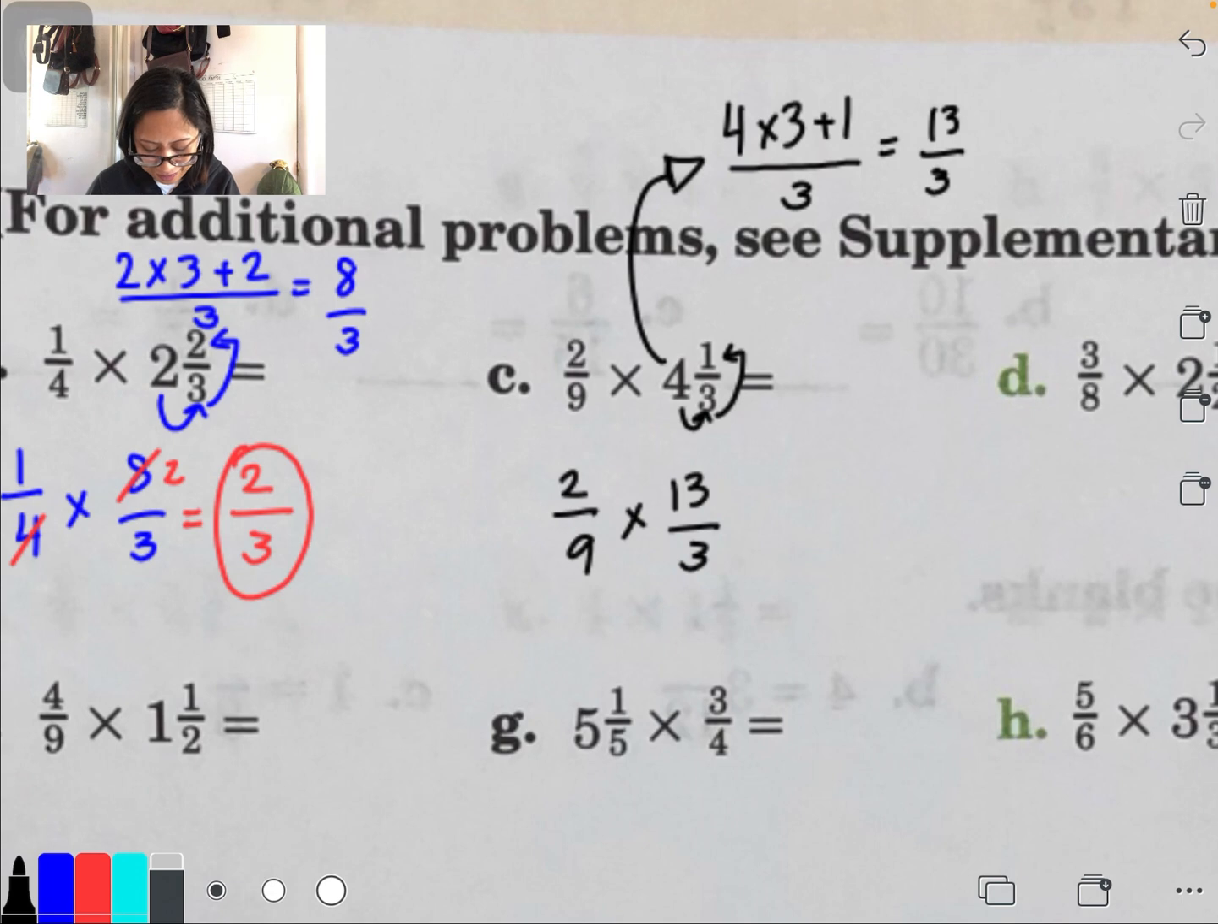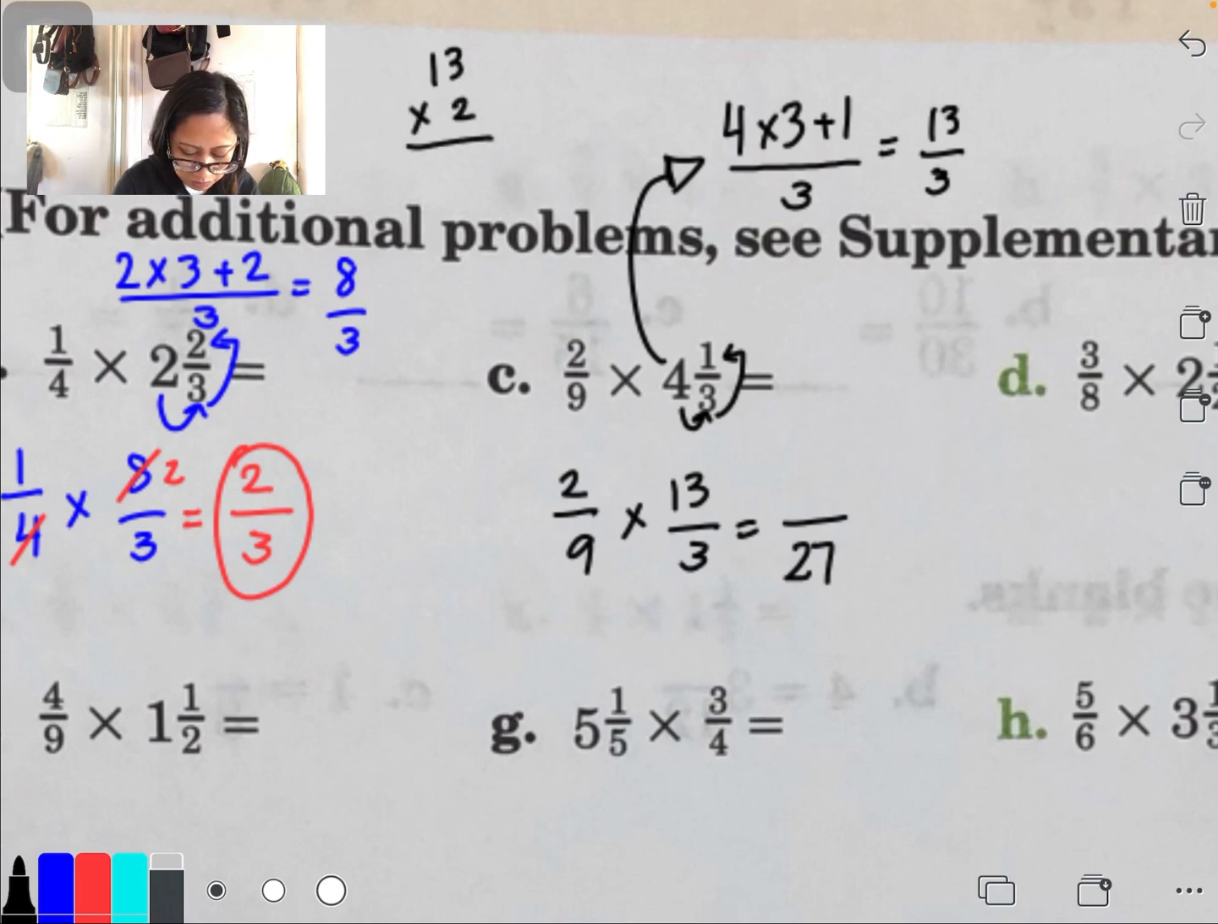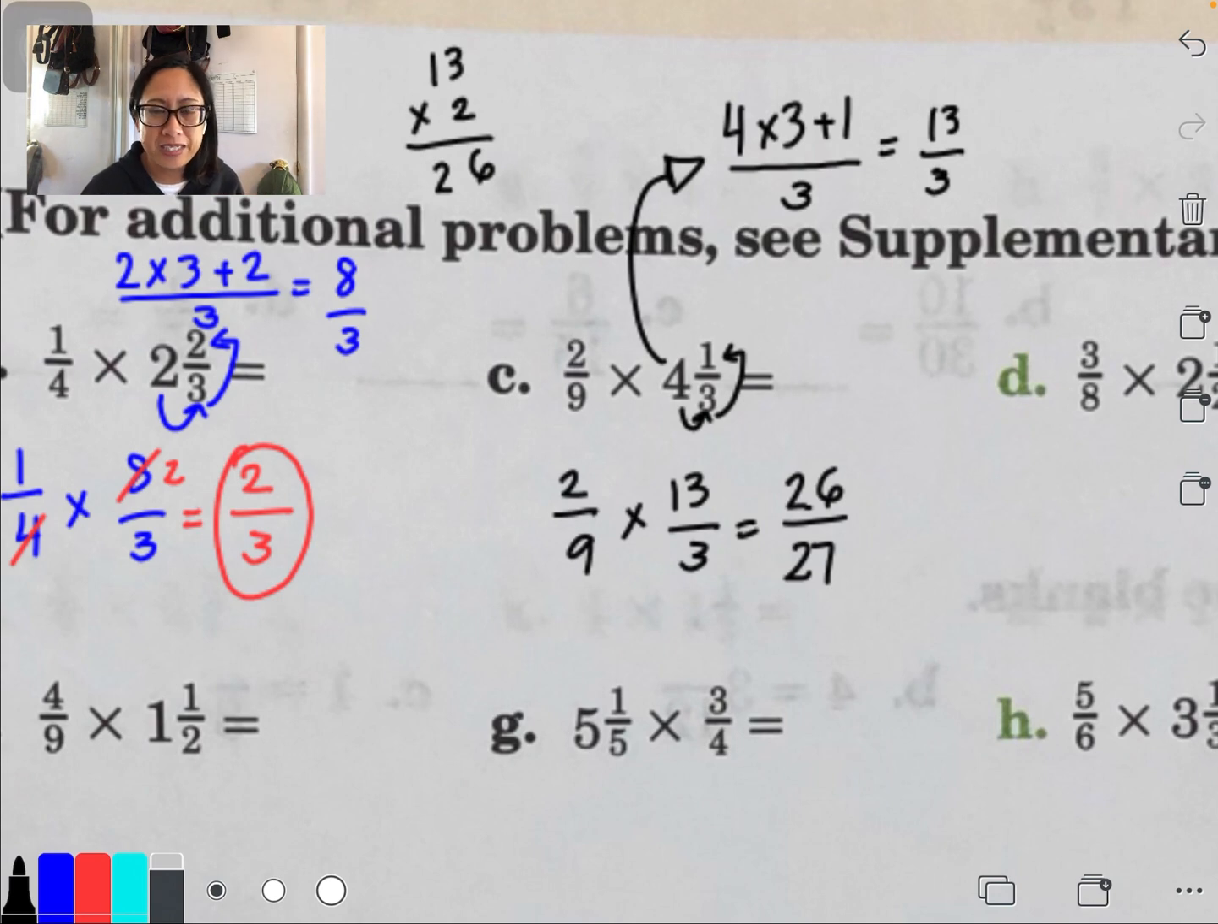All right, now I can't cross cancel. You're probably thinking, yeah, you can, you've got the 9 and the 3. You know it doesn't work like that. We can't cross cancel. So on the side, I know what 9 times 3 is. That's 27. But I don't know what 13 times 2 is. 3 times 2 is 6. 1 times 2 is 2. Oh, that's good. It's a proper fraction. It's smaller on the top than it is on the bottom. That's fine. We didn't have to reduce.